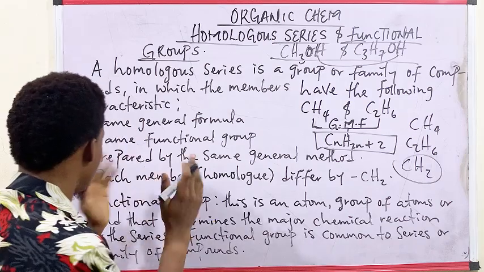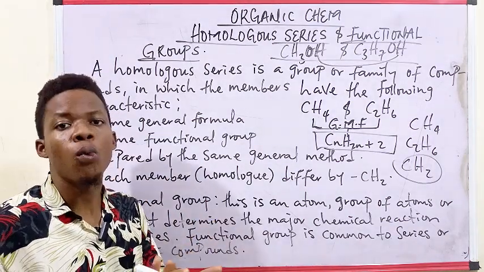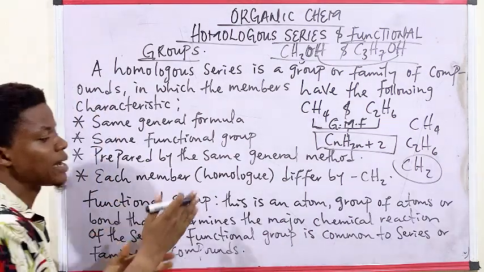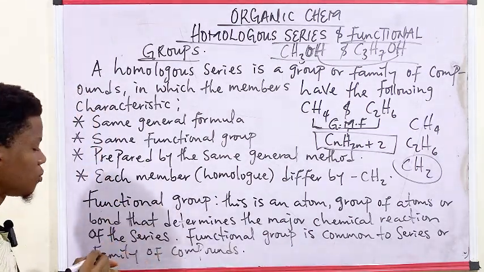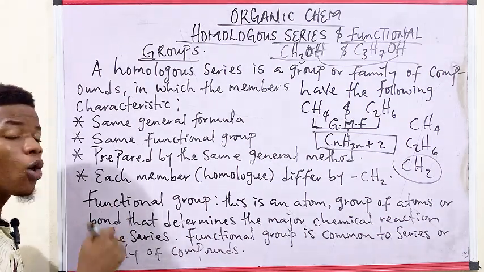So to conclude with this, what is a functional group? We have been talking about a functional group. What is a functional group? Now watch this. A functional group is an atom, group of atoms or bond that determines the major chemical reaction of the series.